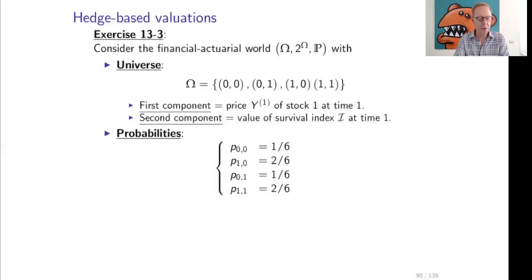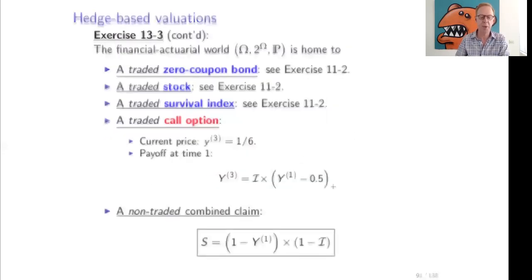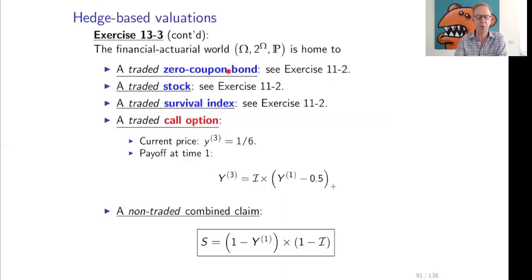Let us now go to exercise 13.3, where we are in the same situation as before, but we will extend our market a little bit. So we have the universe, and the scenarios in which we are interested are still the same as before. There is the price: the first component is the price of the stock, the second component is the value of the survival index. These are our probabilities.